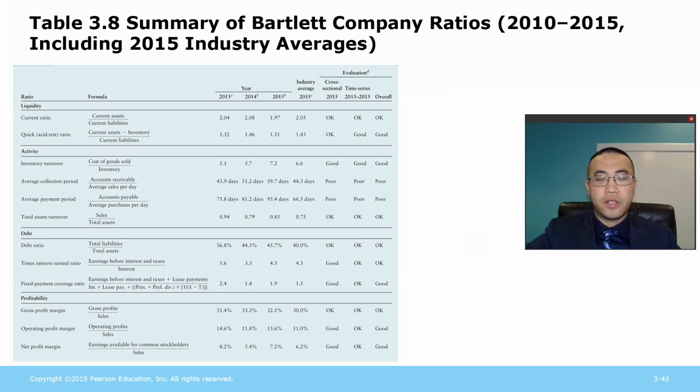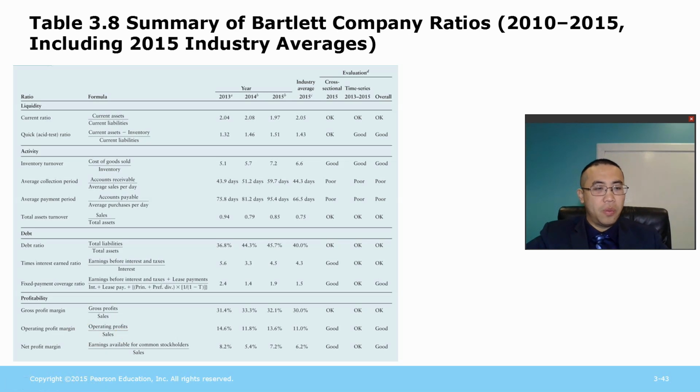So here it lists all the ratios I covered. So we have a liquidity ratio, and we have the activity ratio or efficiency ratio. We have the debt ratio, which covers the leverage and long-term solvency. We also have a profitability ratio. The one I did not cover is called operating profit. So you use operating profit divided by sales, and operating profit is your EBIT.